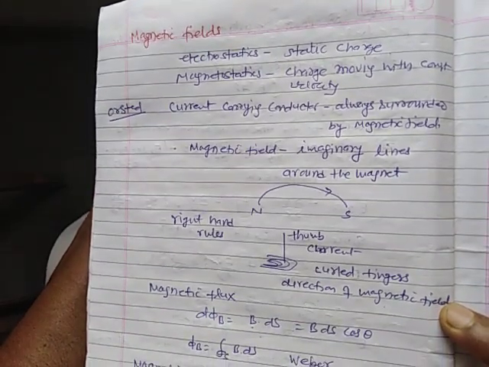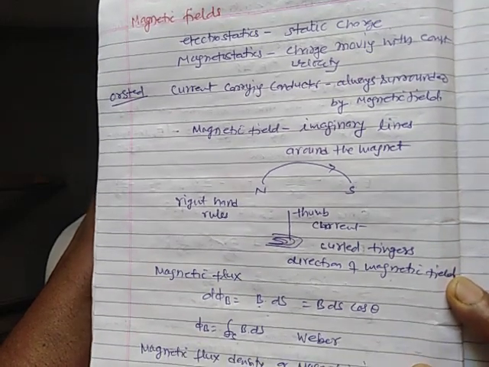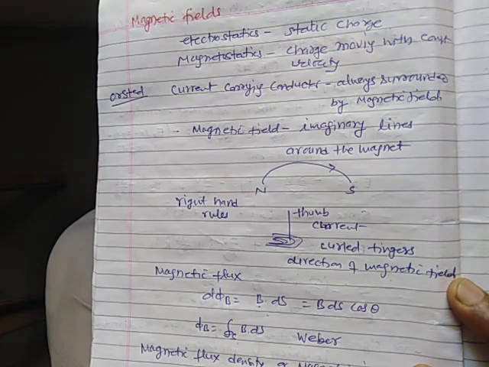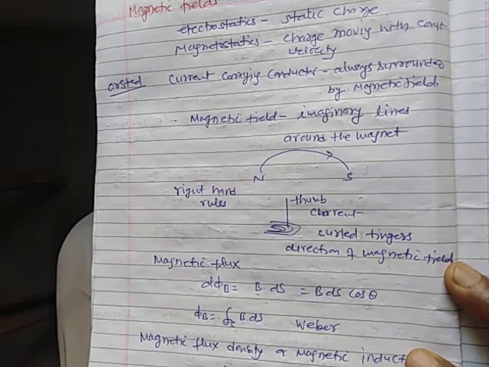Magnetic field we can represent by imaginary lines, and as we discussed, if we plot the magnetic field lines for a magnet, then there is the north pole and south pole, and the lines start from the north and end at the south. By the right-hand rule we can calculate the direction of the magnetic field. The thumb shows the current, and the curled fingers show the direction of the magnetic field.